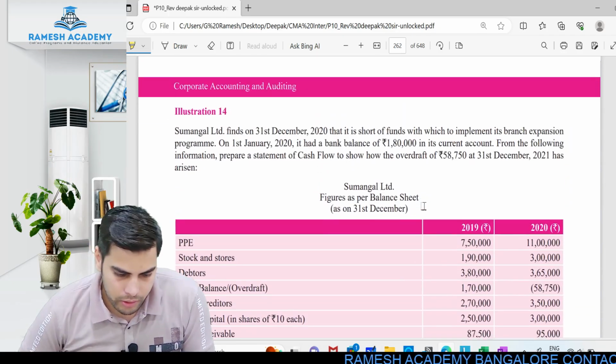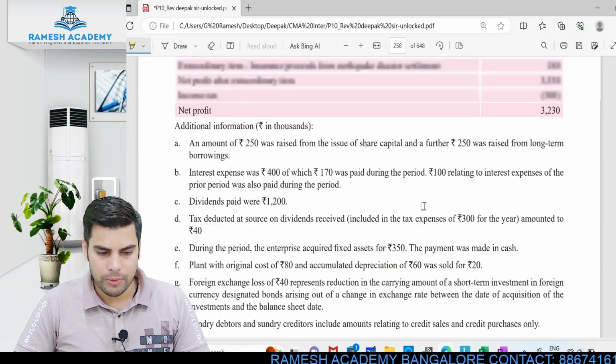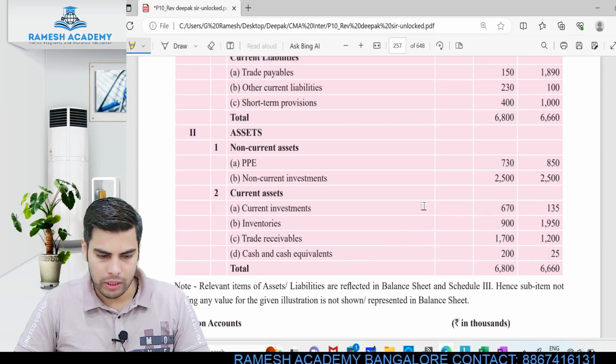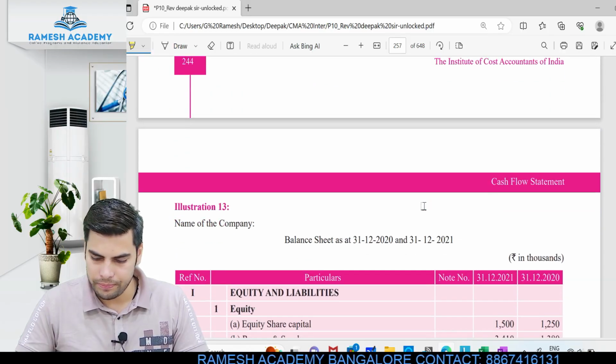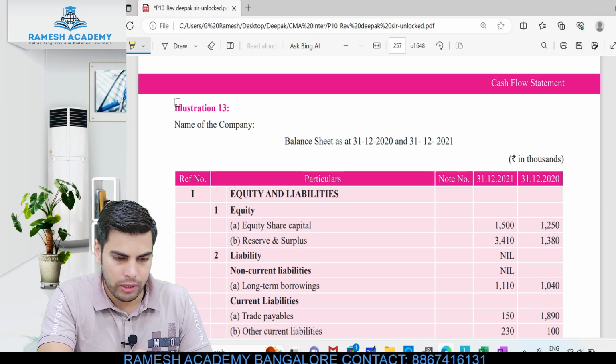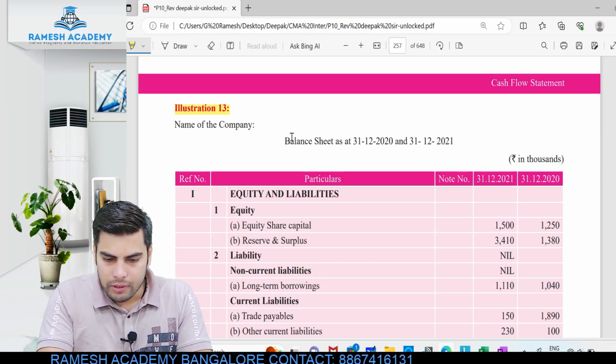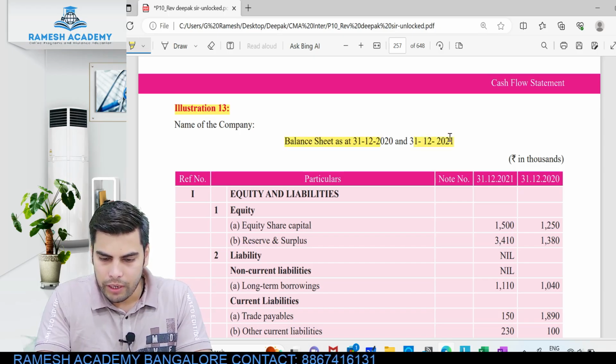Okay, let's just look into this illustration number 13 first. So these are the full-fledged illustrations pertaining to cash flow statement. Okay, so probably these are the advanced illustration wherein they would have given little more adjustments. Okay, so let's look into this. So they have given you the balance sheet, as on 31st December 2021 and 2020. Okay, so 2 years they have given.